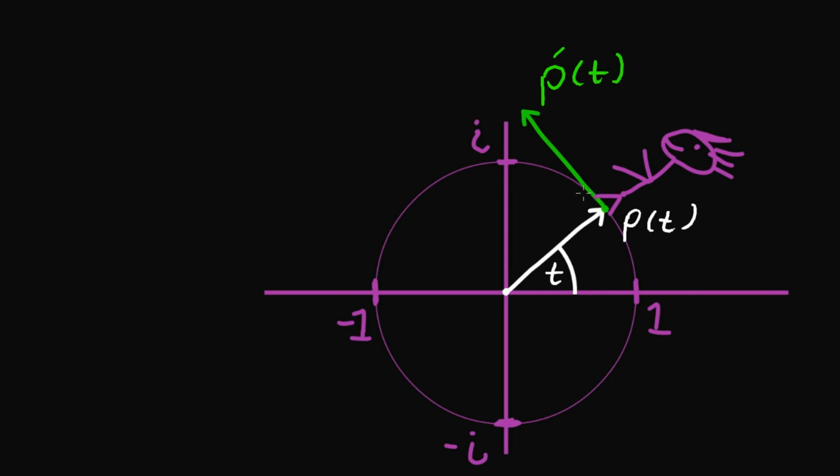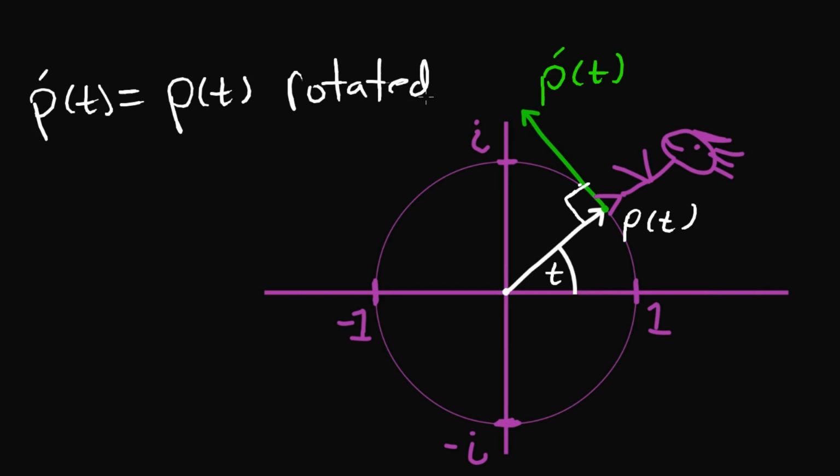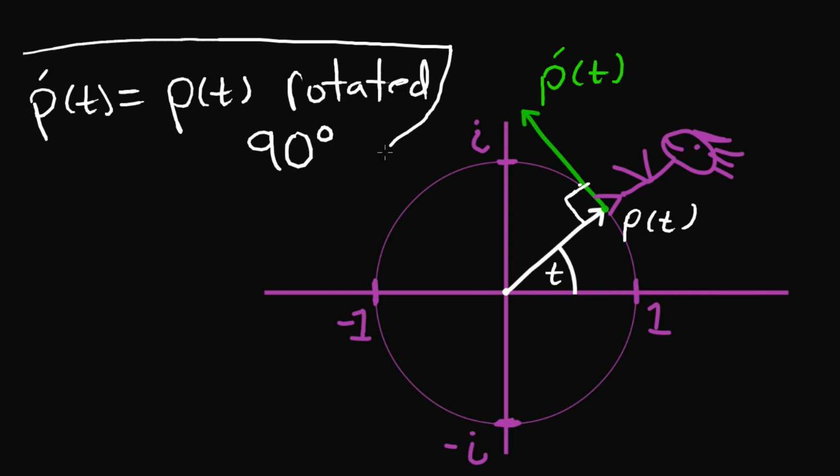Now I want to point out that there's a 90-degree angle between these two arrows. And it looks like if you take p of t and you rotate it 90 degrees, what you would end up with is p prime of t. So let me write that out explicitly. p prime of t is equal to p of t, not just p of t, but p of t rotated 90 degrees. I want you to think about this equation. What does this say about p prime of t?